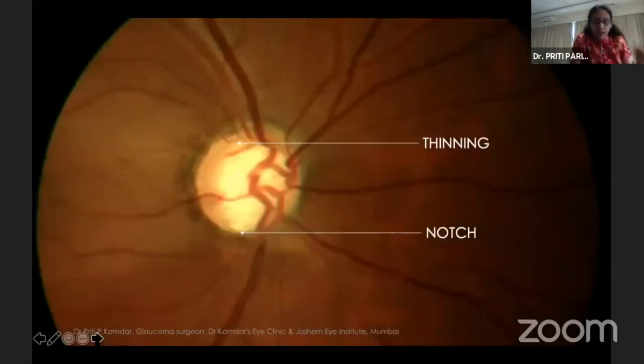Progressive destruction of the neuroretinal rim, particularly in the superotemporal and the inferotemporal regions, is pathognomonic of glaucomatous damage. When there is complete destruction of the neuroretinal rim, it is called a notch, and when there is partial destruction, it is called thinning. This asymmetric neuroretinal rim loss is reflected in the form of violation of the ISNT rule.